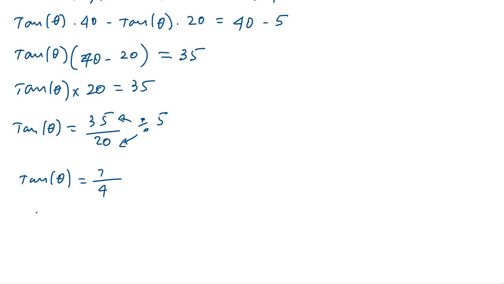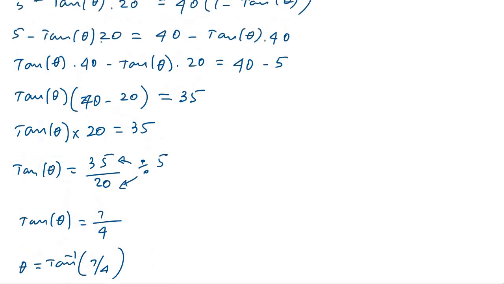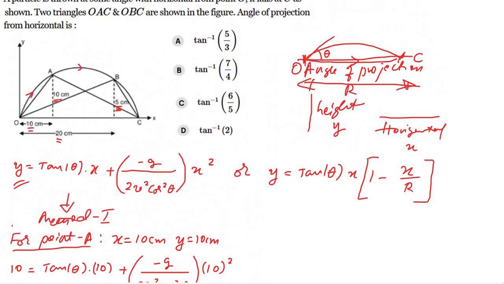5 4s are 20. So I need theta. So the angle of projection is theta. So my answer is tan inverse of 7 divided by 4. So this is the answer for this question in method 1. Right, so where is this option? Tan inverse 7 by 4 is option B, which comes correct in method 1.